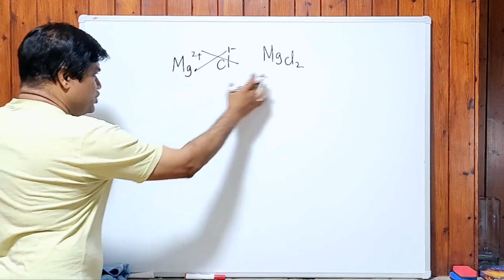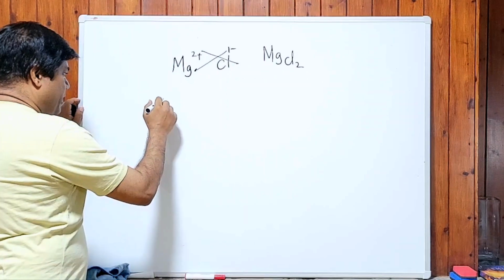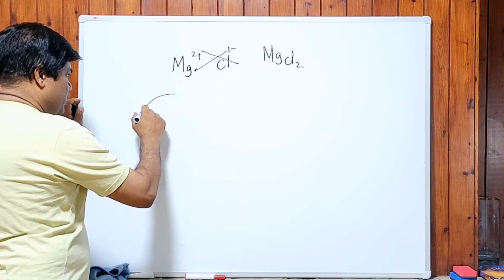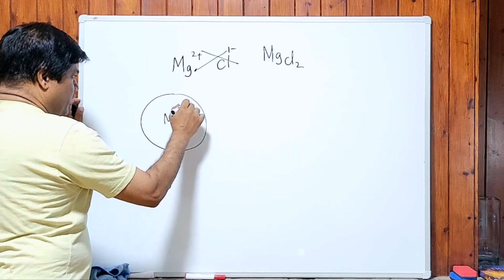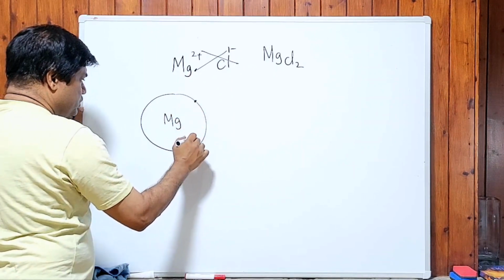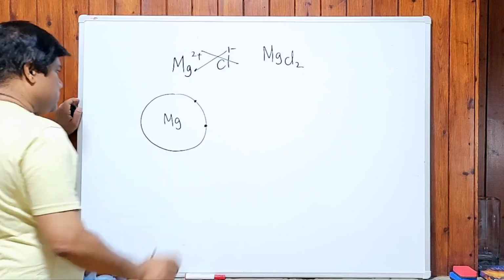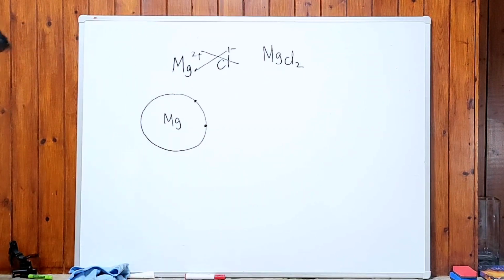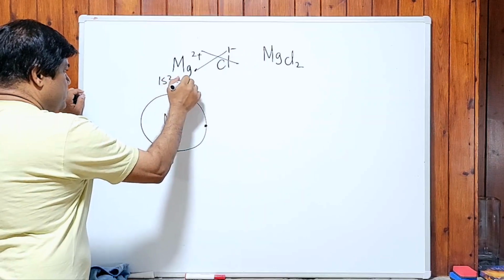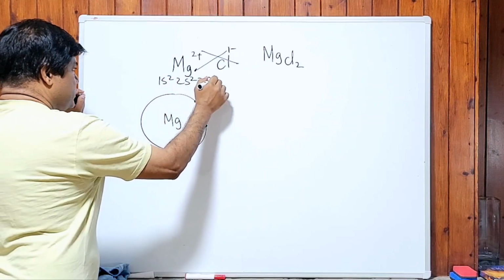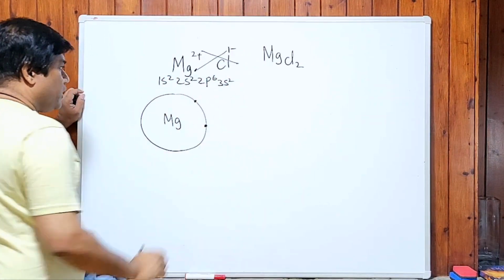We need 1 magnesium and 2 chlorine. Magnesium has 2 electrons in the outer shell. This time I'm using 2 dots to represent 2 electrons in the outer shell. Magnesium 12: 1s2, 2s2, 2p6, 3s2.